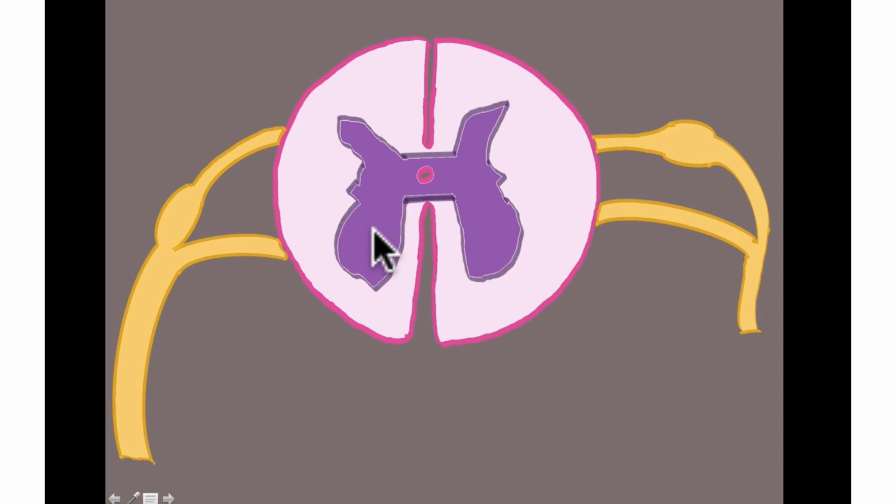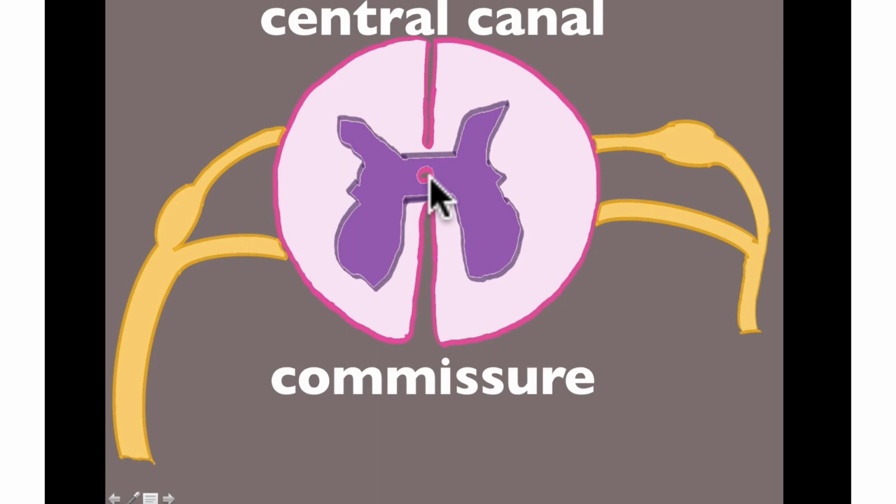The ventral horns contain the cell bodies of motor neurons, and these right here are the lateral horns. The lateral horns contain neurons of the sympathetic nervous system. The structure going from left to right or horizontally is known as a commissure, and right in the middle of it is the central canal.